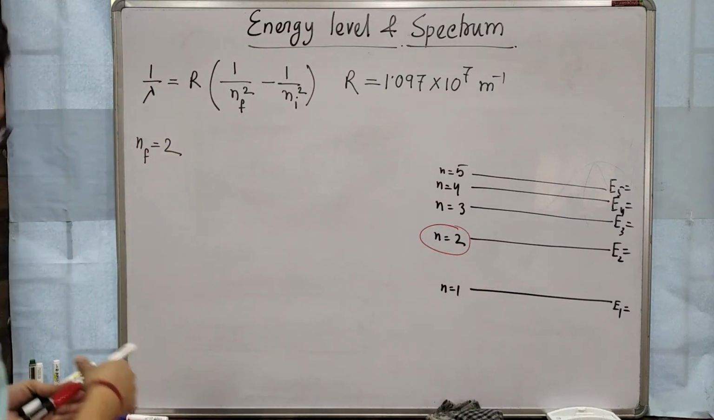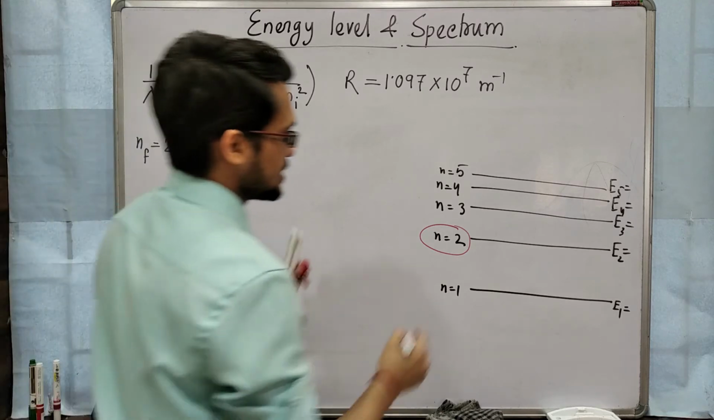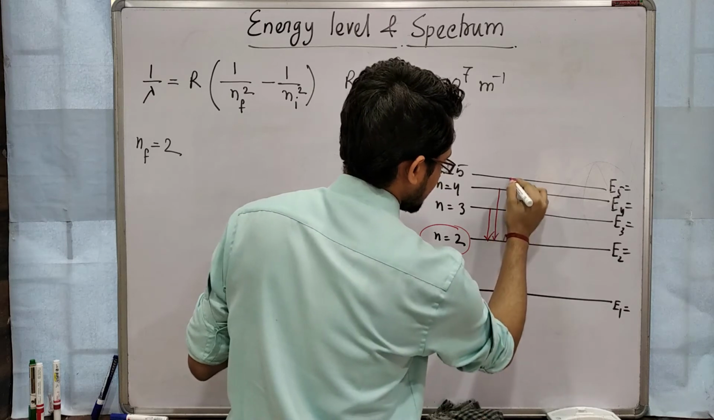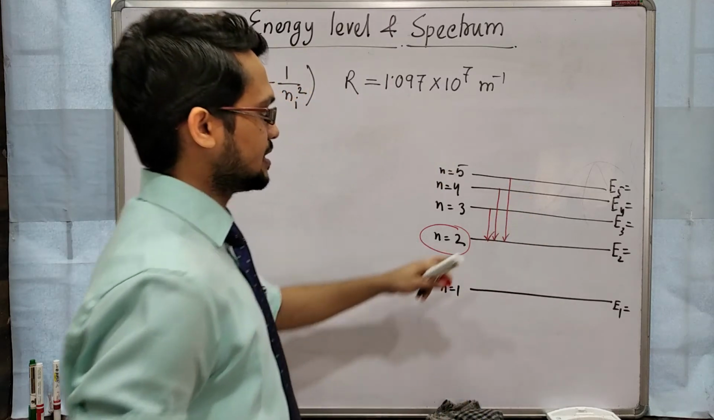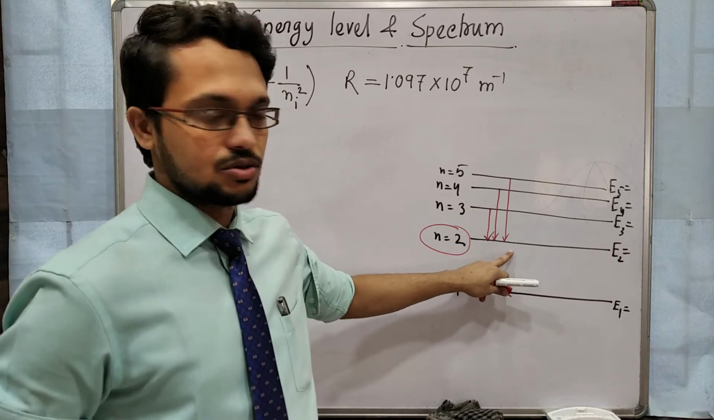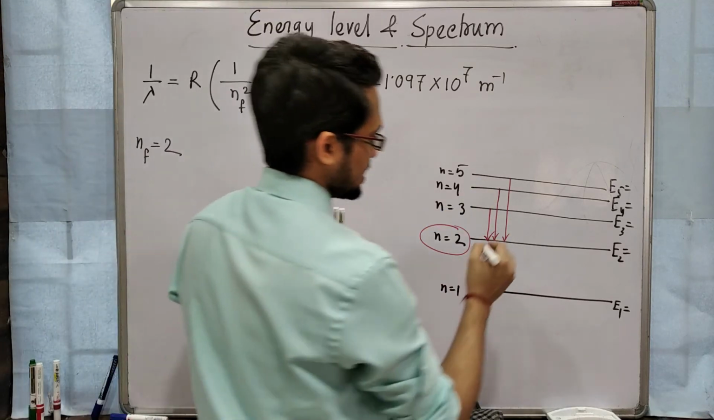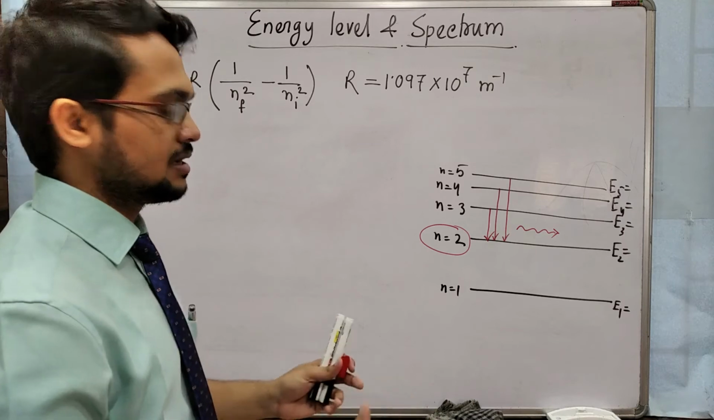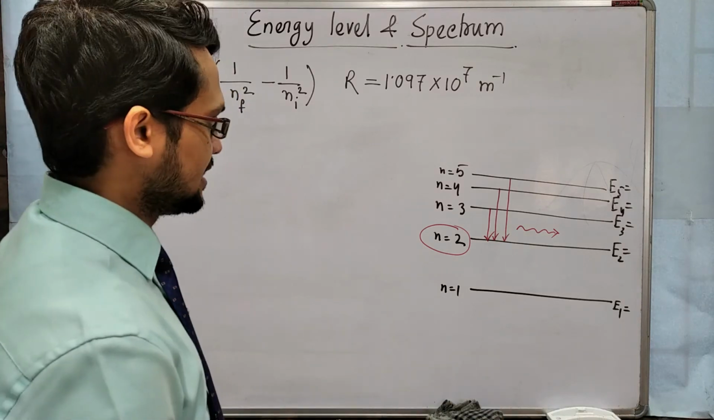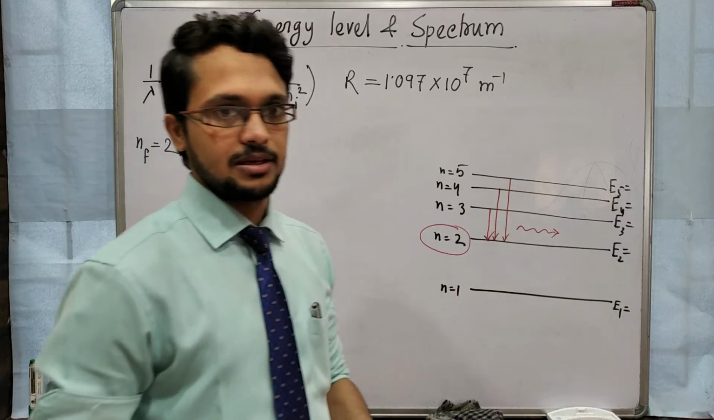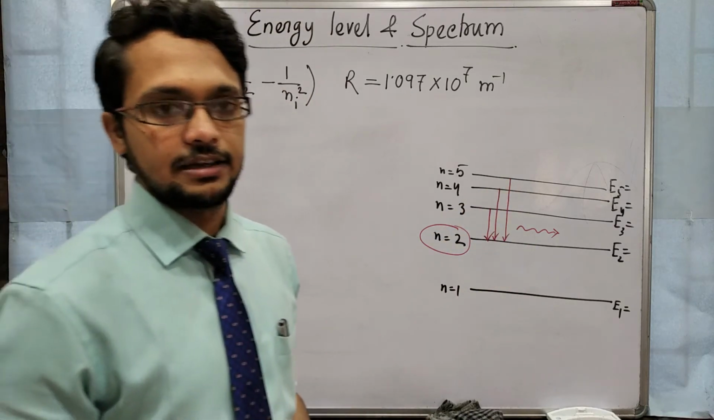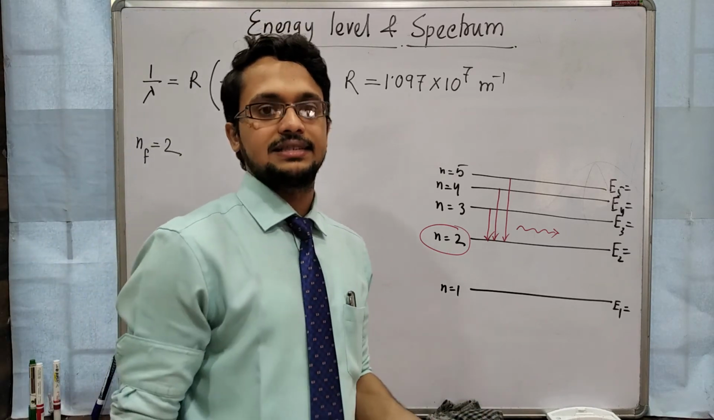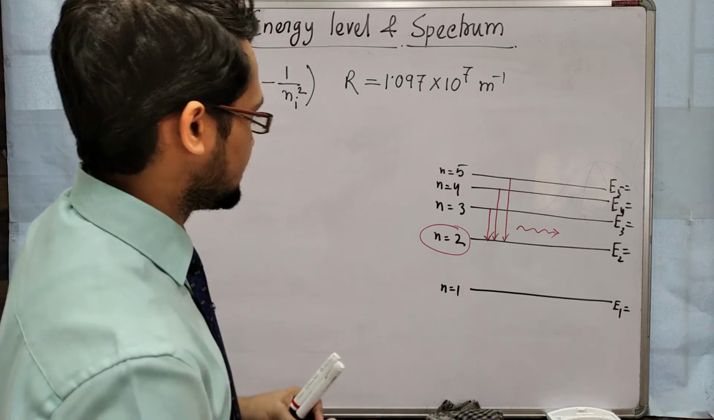Final state 2 means it will look like this. Here electrons are coming down to n equal to 2 from the excited states, and then we will get one band of radiation. Because it is coming from different energy levels, we will get different energy differences and different wavelengths. So we will see what the wavelength range will be and in which region those wavelengths will lie.